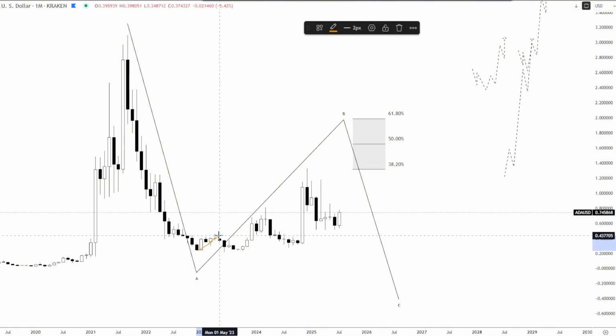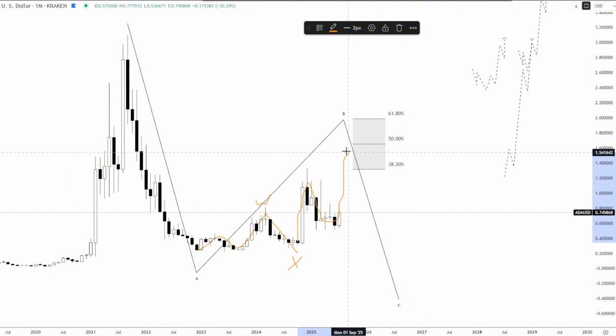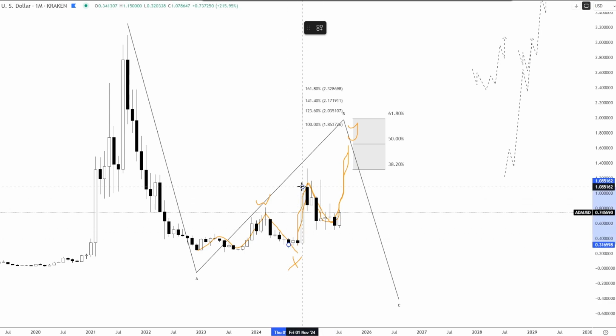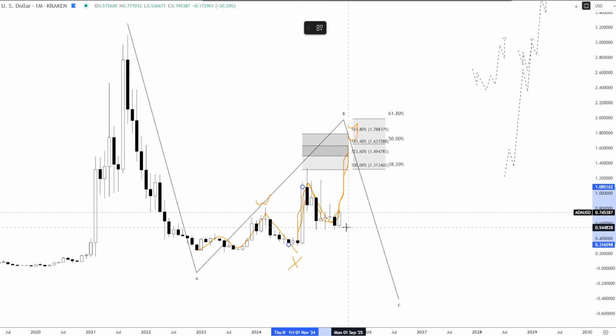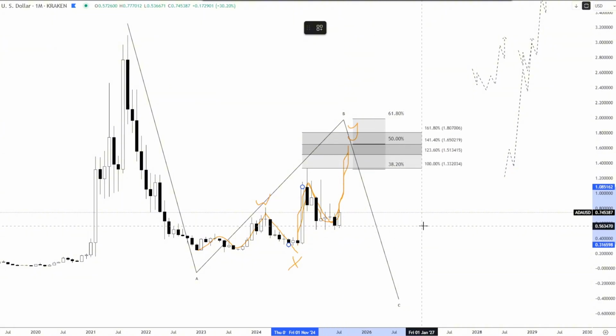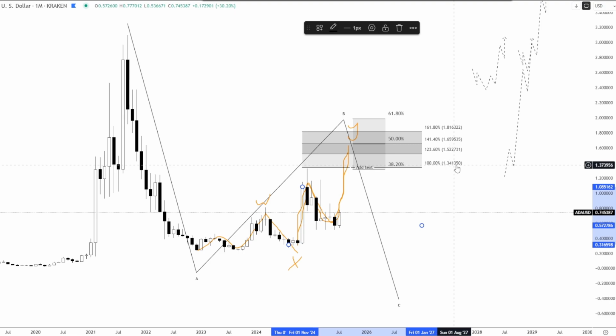Let's complete the move for B, A, B, C, right, for W, whatever correction in X. And now we are in the final part of this complex correction to the upside into Y. So this is another A, B, C, and Y. So this ABC, we could be in the C leg, and the C leg should, let's just measure it by candle closes, it's just a little bit more reliable, bring us to at least $1.30, and more likely $1.50, right? Somewhere between the 38.2 and the 50% level it should terminate.